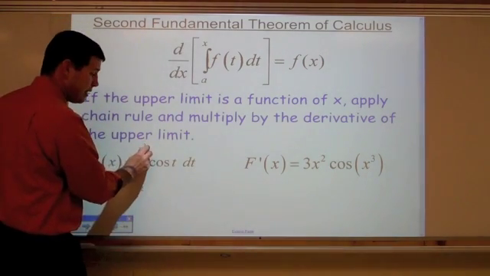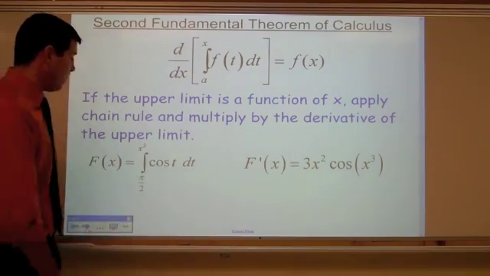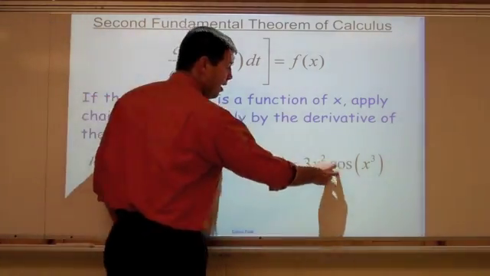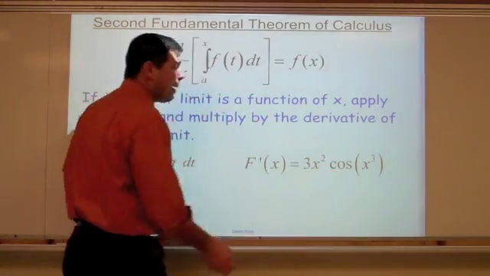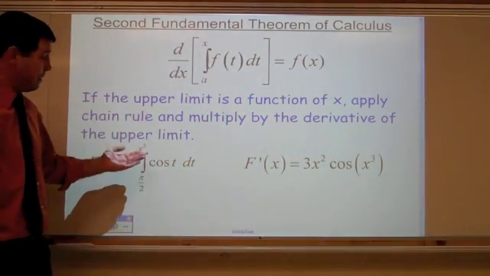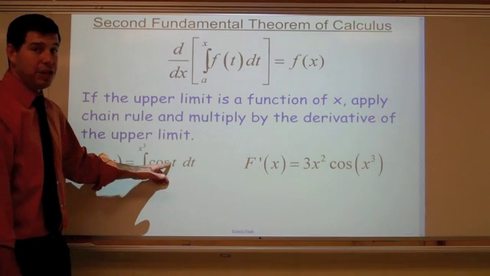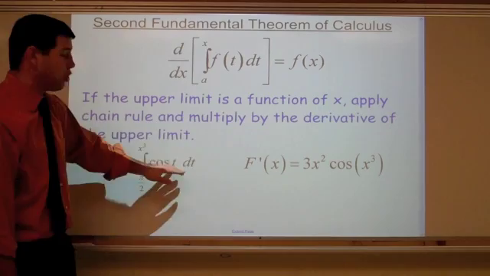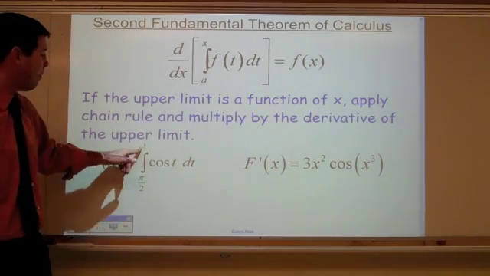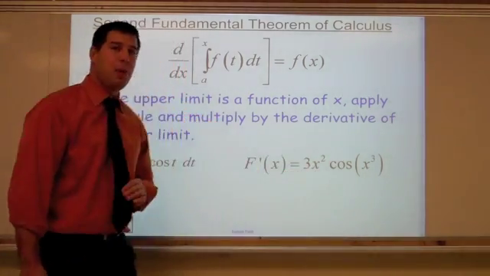You're going to insert this everywhere you see t. So it's going to be the cosine of t. Instead of cosine of t, I should say it's going to be the cosine of x cubed. But when I antiderive this, I would get sine of x cubed. And then when I derive it, I would get cosine of x cubed times the derivative of what's inside, which would be x cubed, so you would get 3x squared.